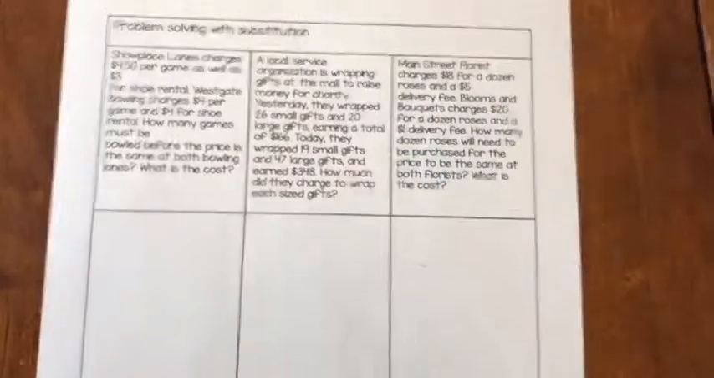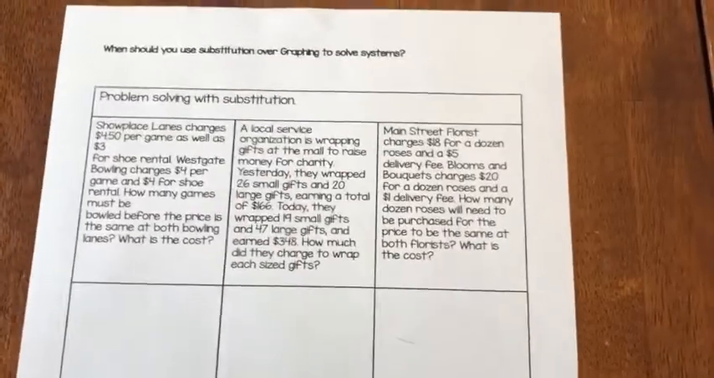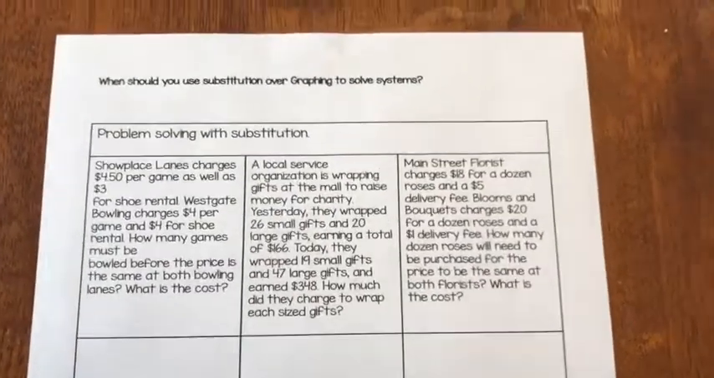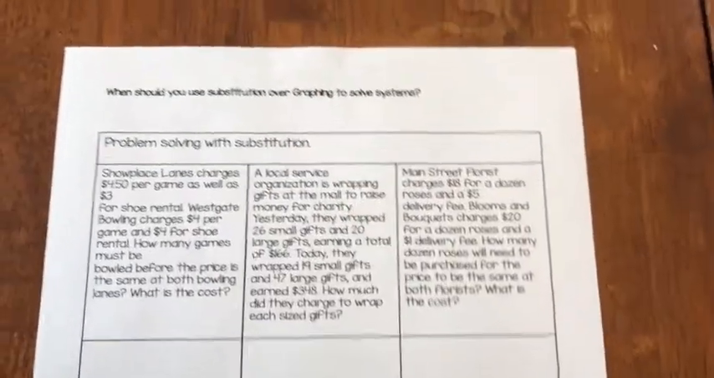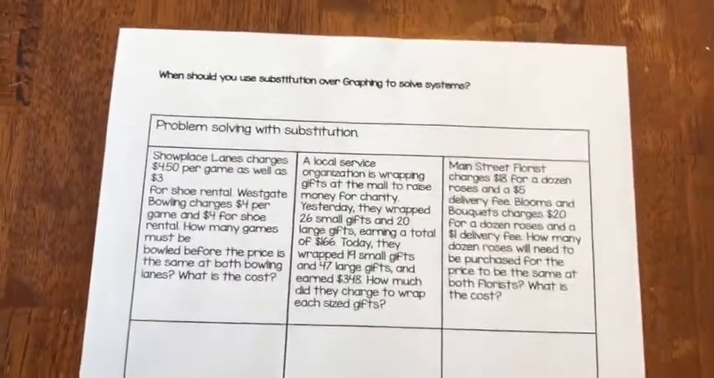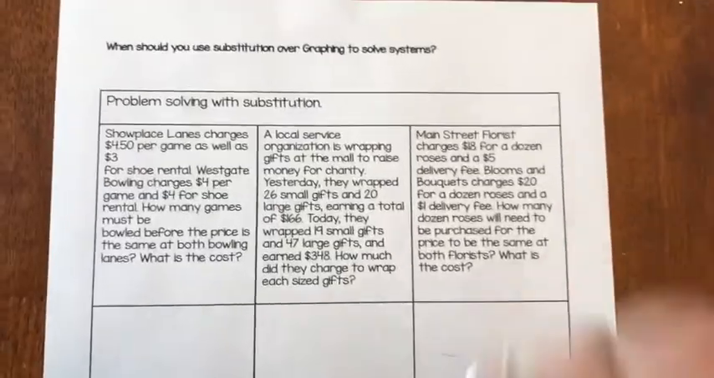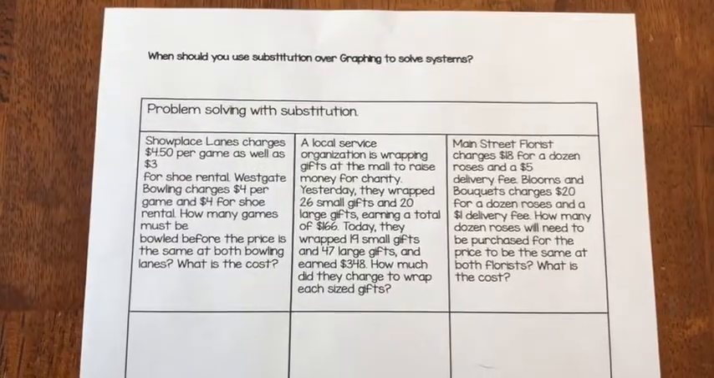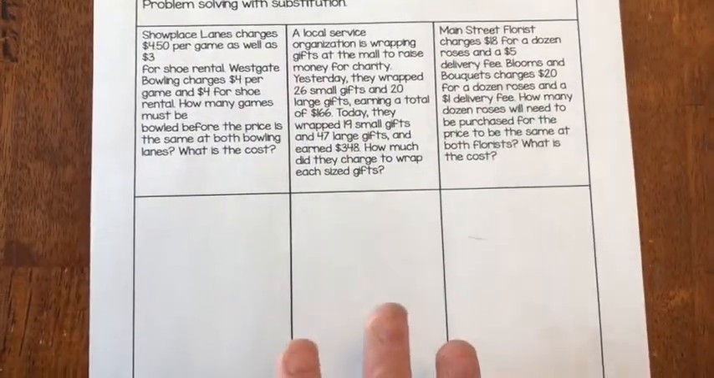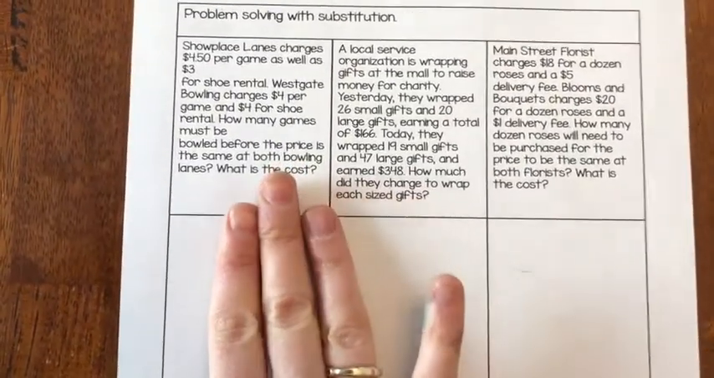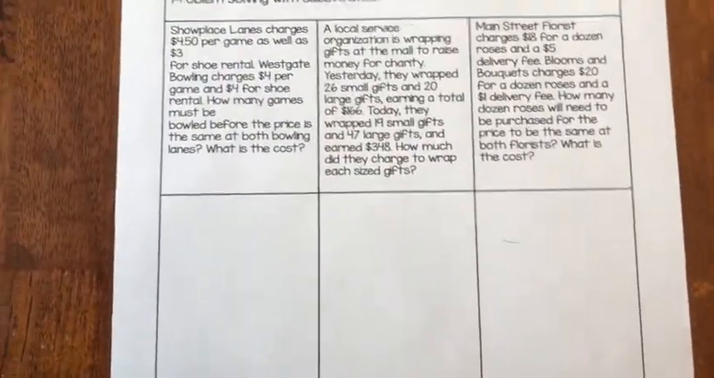On the back side, we have just a couple of little questions. When should you use substitution over graphing to solve systems? This is really just if the problem tells you to, or if you don't have graph paper and you don't have a calculator. Now I have a couple of different word problems, and basically what you have to do with the word problems is figure out the 2 different equations.